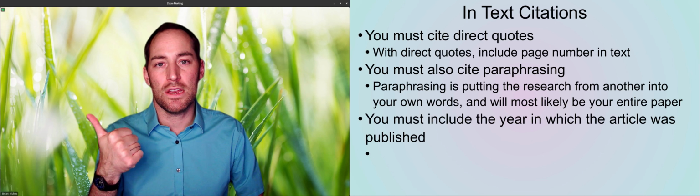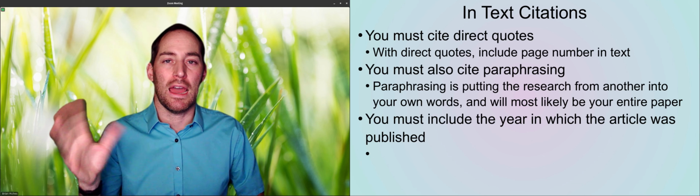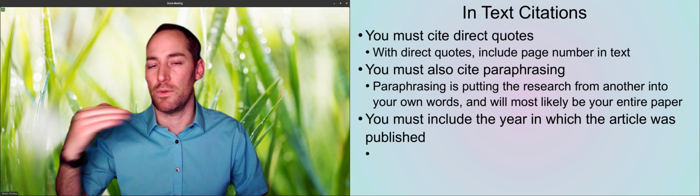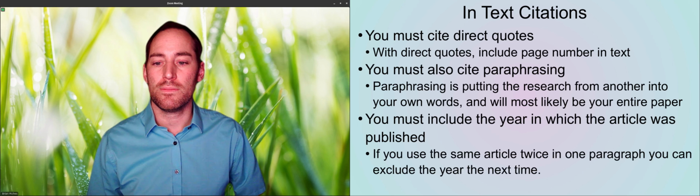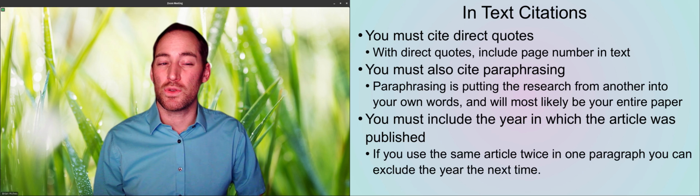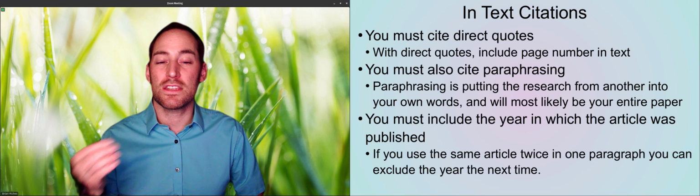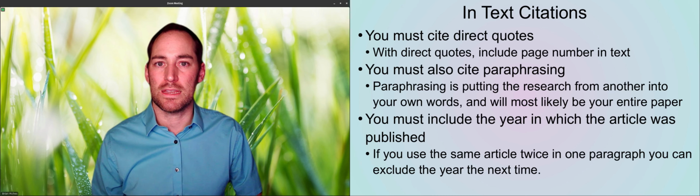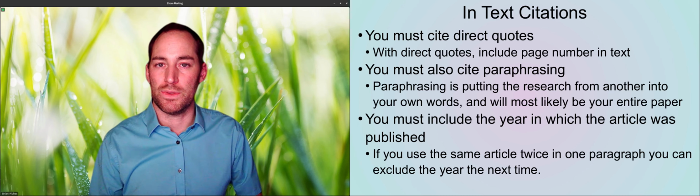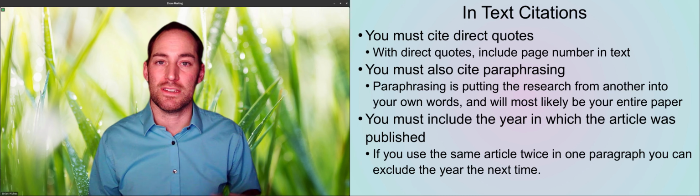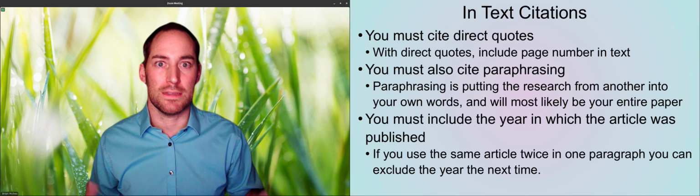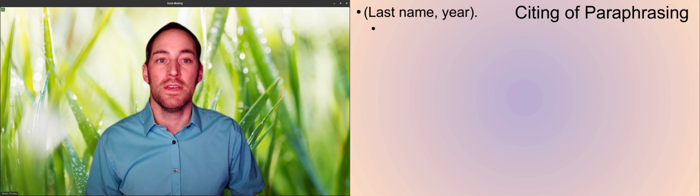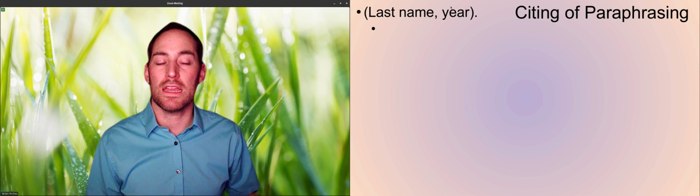So make sure you include the year the article was published, the author's names, and depending on how many authors, you might only need to do a few of the authors' names in the in-text, but in the reference list, you include all the authors. So if you use the same article twice in one paragraph, you can exclude the year the next time you include it, but I just say, because students tend to make more mistakes that way, just include the year every time. It's not incorrect. It does just take a couple more spaces, the 4-number date, but that's fine, I think. So this is what it might look like when you are citing a paraphrase.